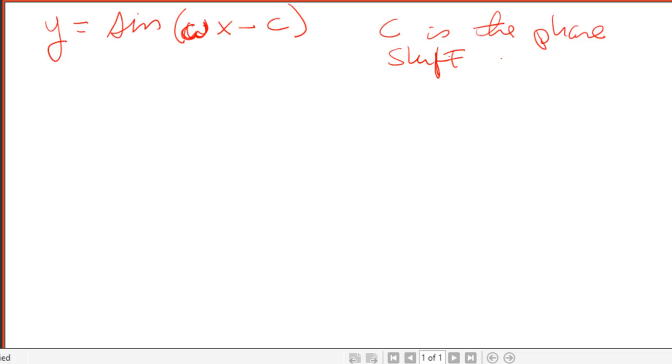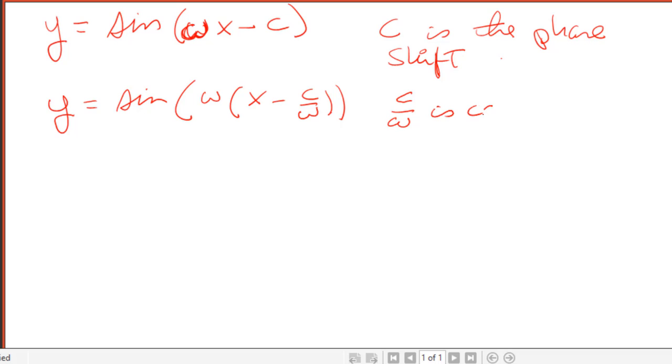If I just write properly, phase shift, that's a T. I'm going to have to erase that. Okay, phase shift. There we go. It's better. Great. And then if I factor omega, what I have is the following. So I factor omega. And then, when written in this form, C over omega is called the horizontal shift.